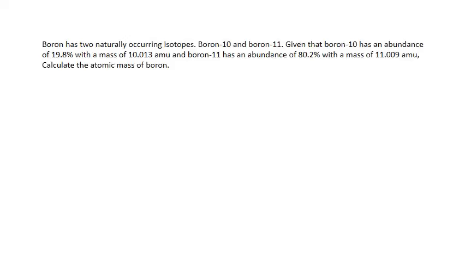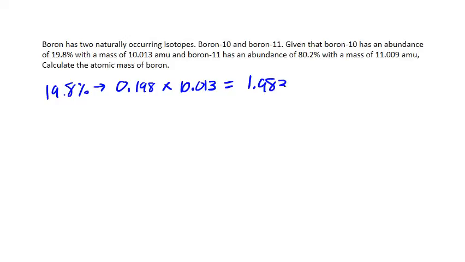Well, it's very straightforward. All you have to do is look at these percentages and multiply them by the mass they give you. Whenever you multiply a percentage, first you have to turn it into a decimal. So that's going to be turned into 0.198. And we're just going to multiply this number by the mass that was given. In this case, we get 1.983. We're not done just yet. That's just for boron 10. We also have to do this for boron 11.